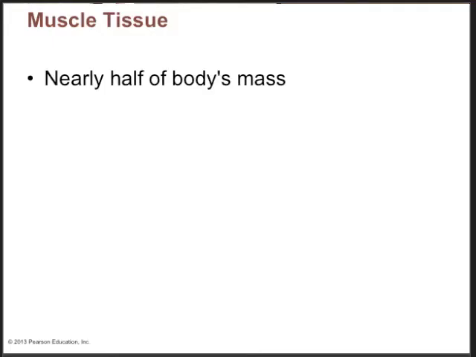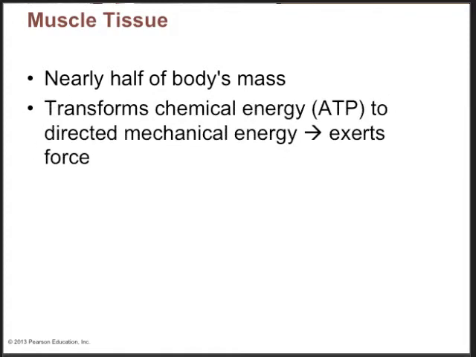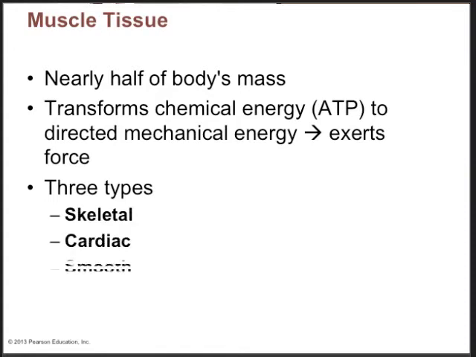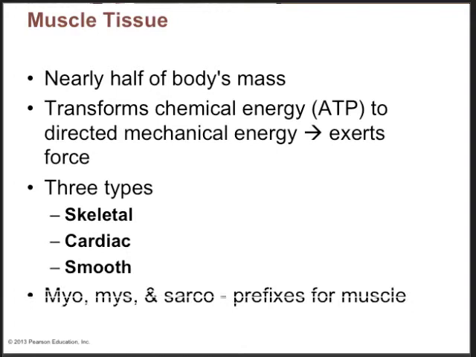Muscle tissue is nearly half the body's mass, and it transforms ATP into mechanical energy and exerts force, and it comes in three types: skeletal, cardiac, and smooth muscle. Any prefix that you see starting with myo, mys, or sarco indicates a reference to muscle.